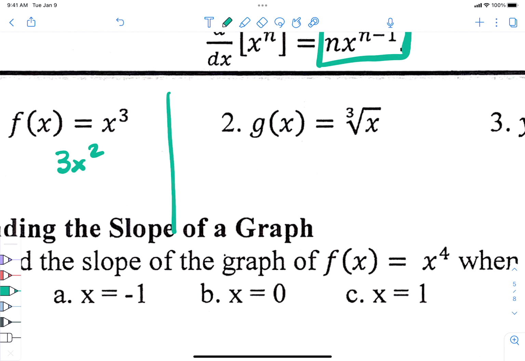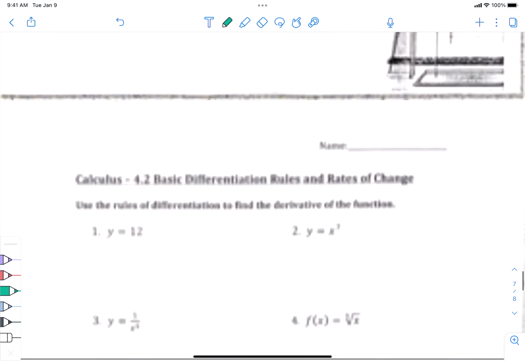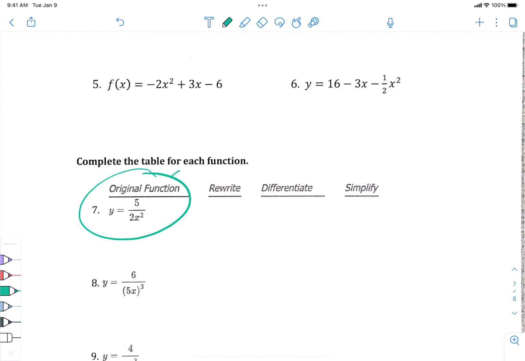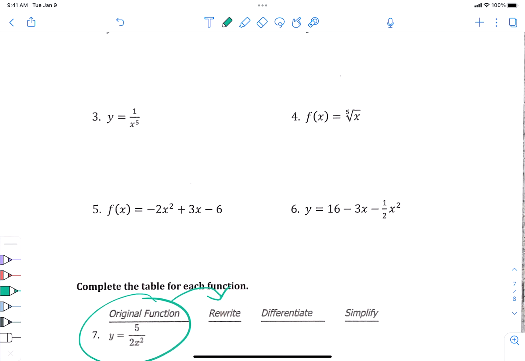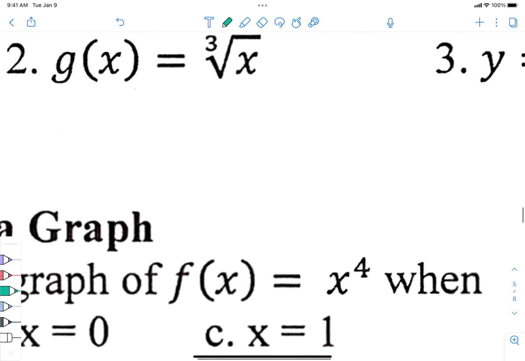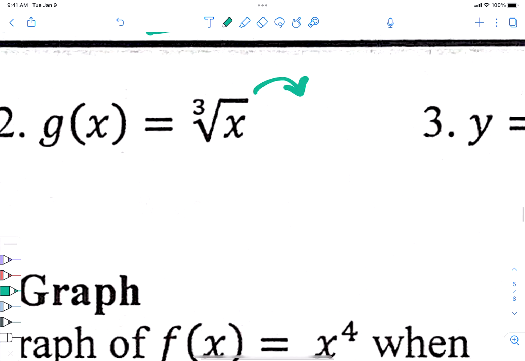Some of these problems you will have to rewrite before you find the derivative. Like on your homework assignment, if you look at your homework, there is a place down below where you're given the original function and then it says rewrite it, okay? You have to do that before you actually find the derivative. So in this example, the cubic root of x, we're going to rewrite it before we take the derivative, and that's x to the 1/3 power, okay?